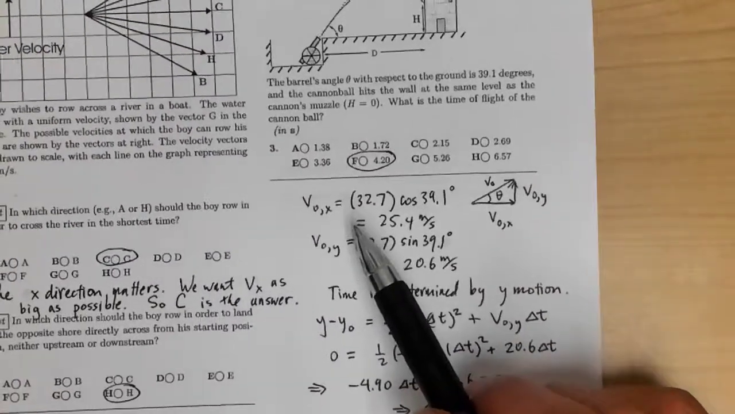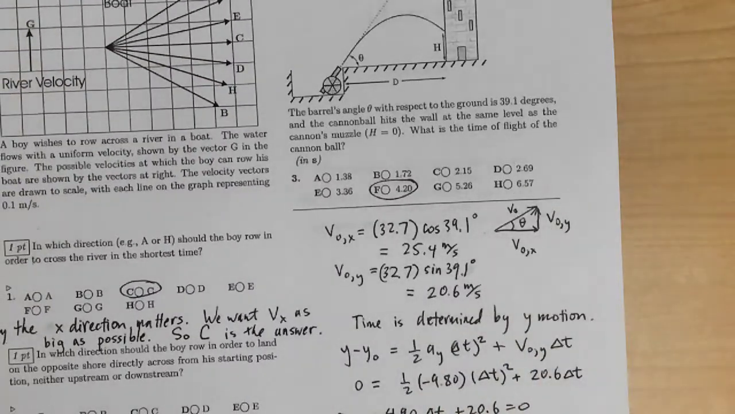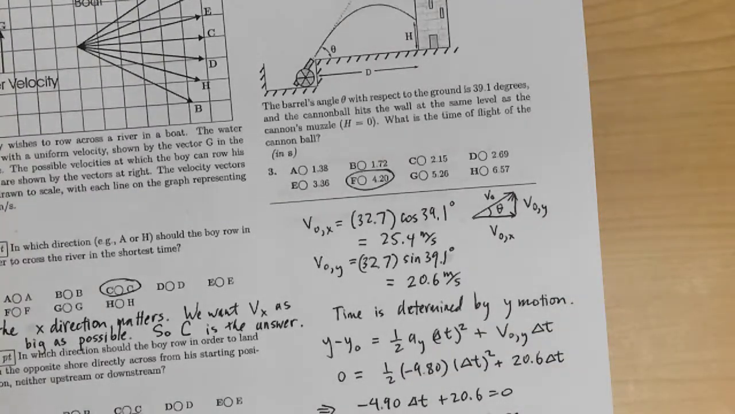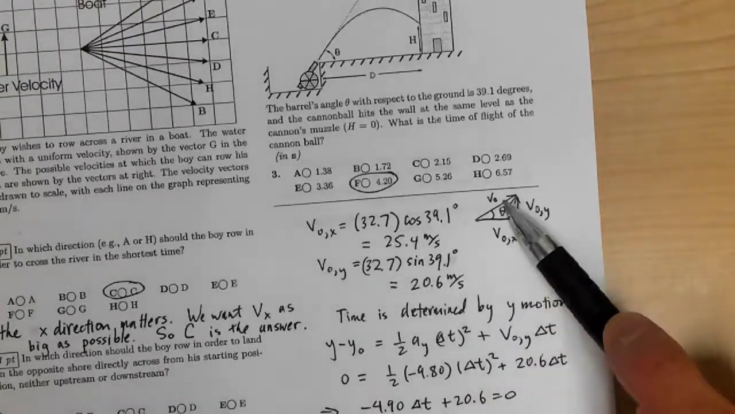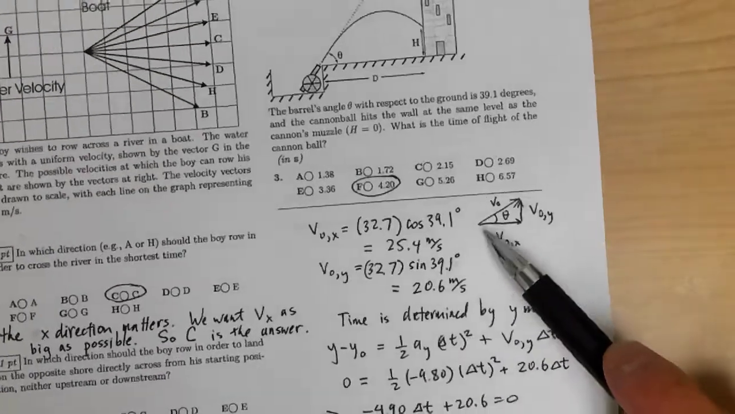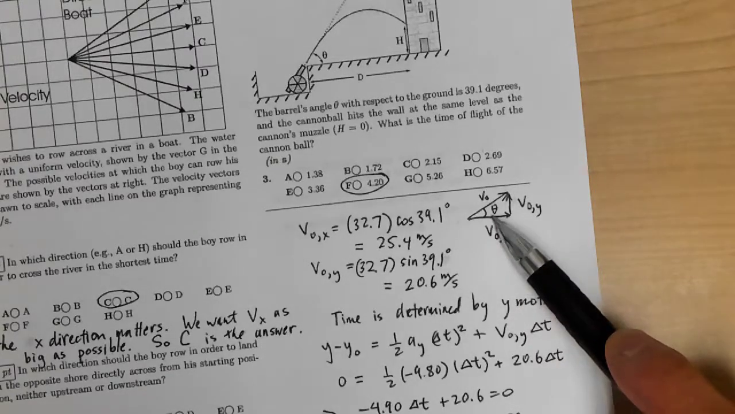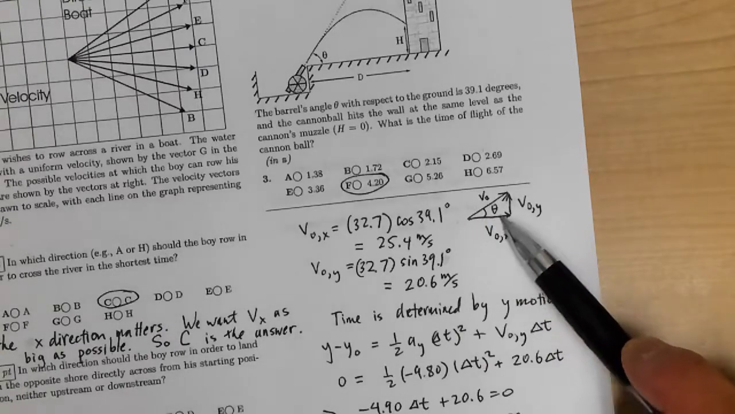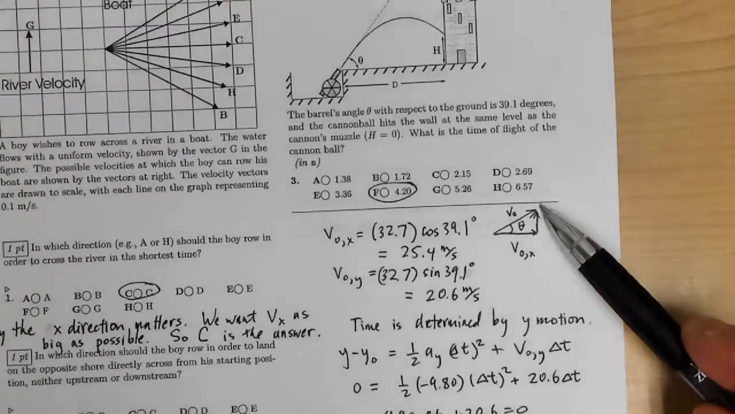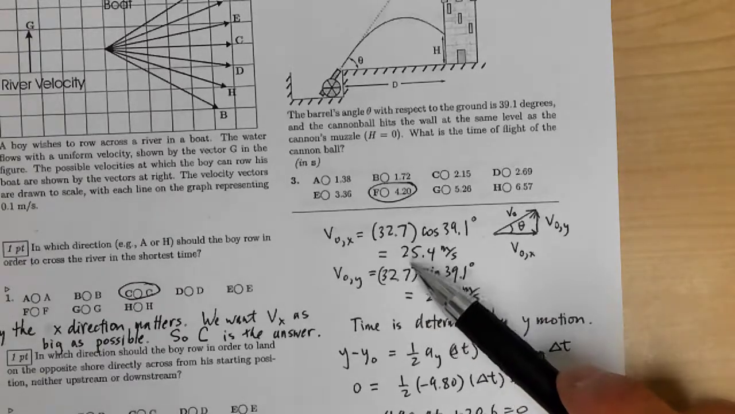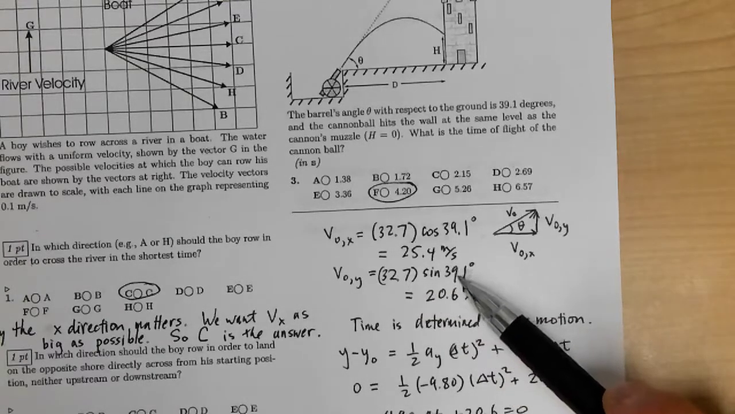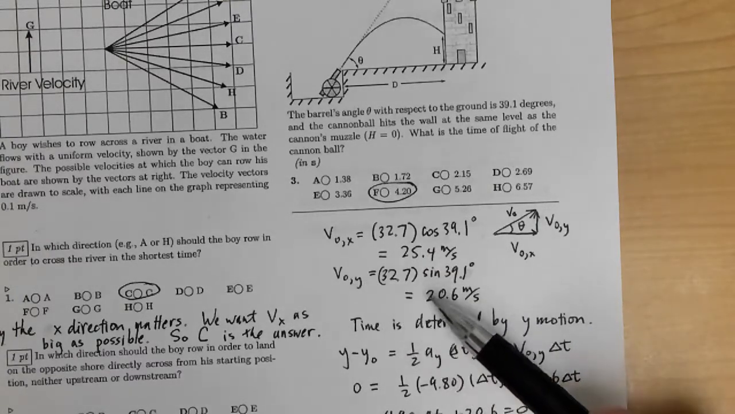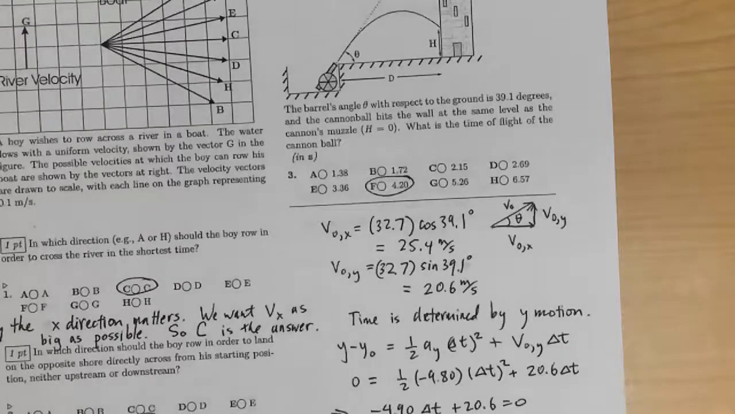First step is we get the initial velocity components of the cannonball. We have v0 as 32.7. The x component is the cosine of 39.1 times 32.7, since cosine is the adjacent side. And then the y component is 32.7 times the sine of 39.1. So the initial x component becomes 25.4, and the y component becomes 20.6 meters per second.